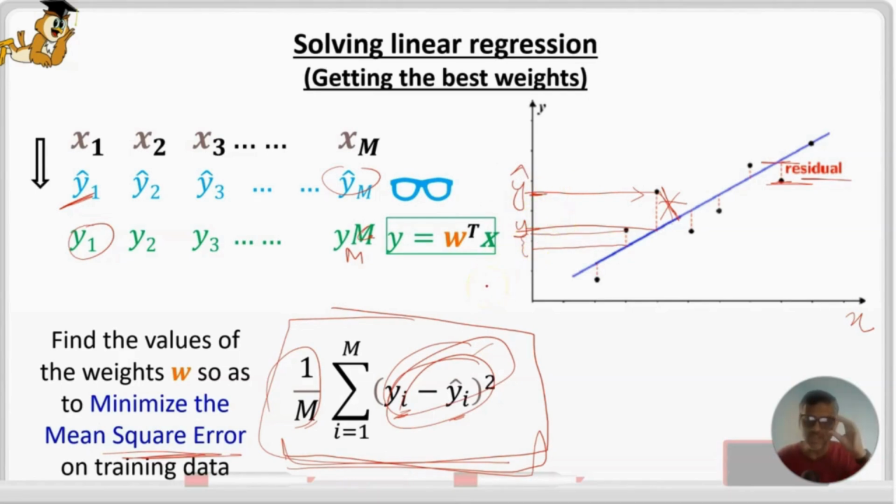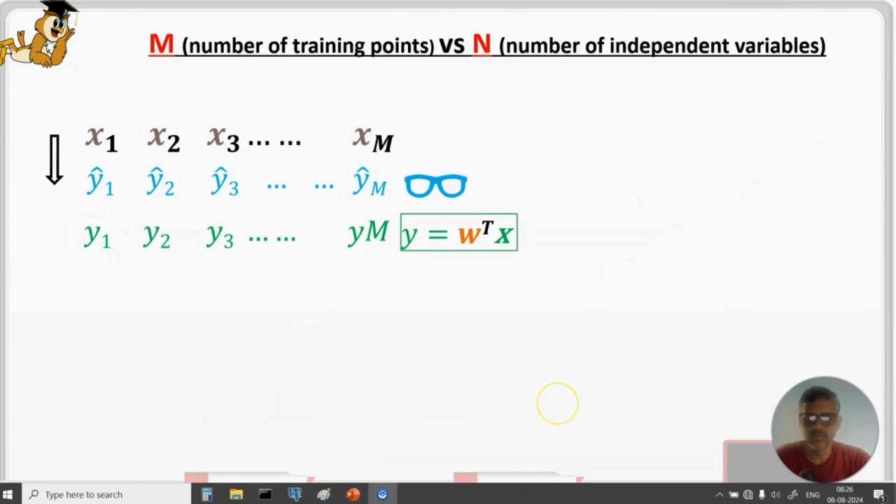That is the mean square error. The residual could be either positive or negative depending upon which side of your model the observations lie. So we are going to be using the mean square error as an error metric, and our job is going to be to minimize the mean square error.